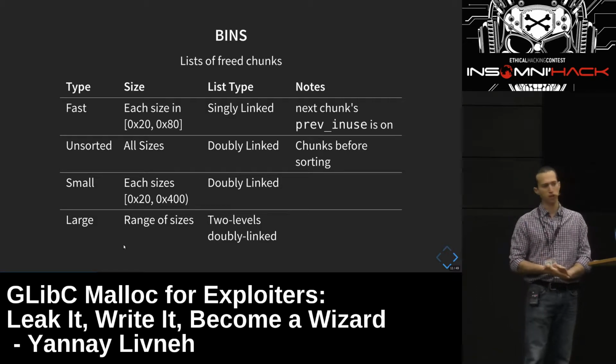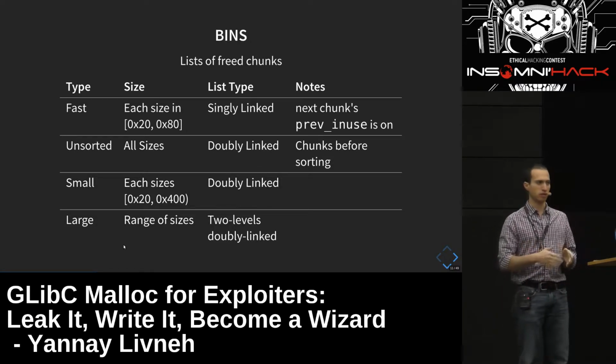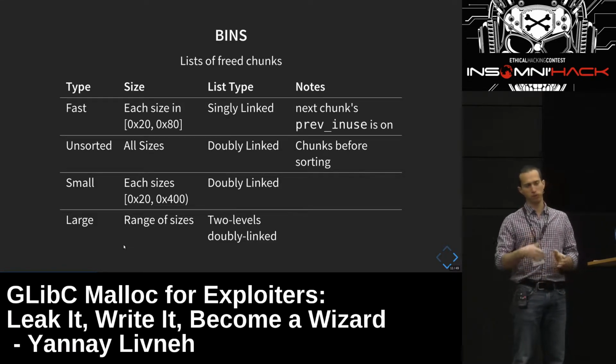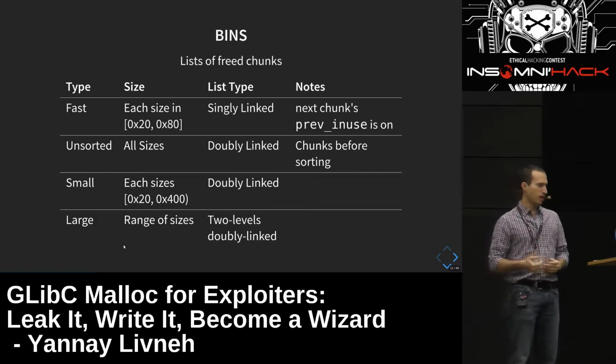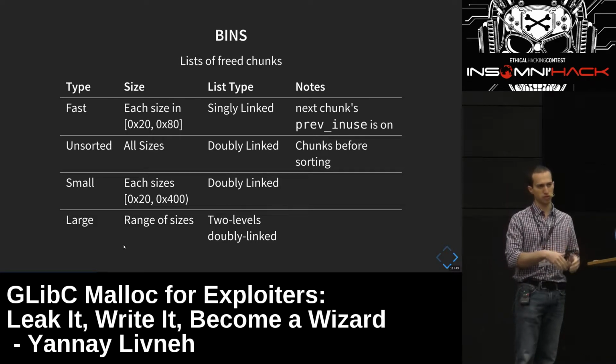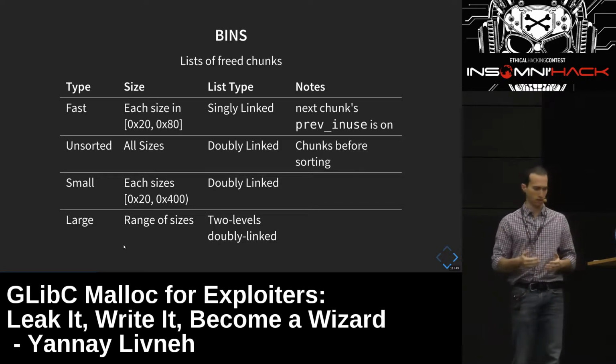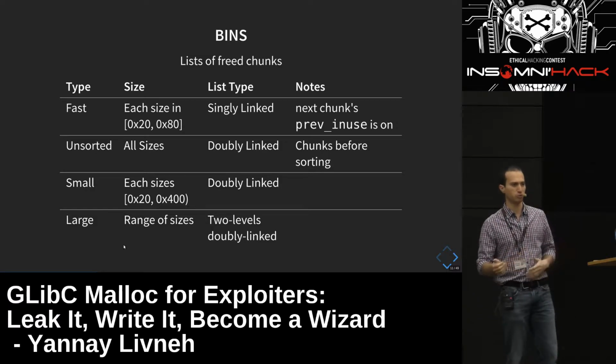Then we have the small and large bins. Small bins are also for each size between 20 and 400 hexa. There is a different bin for each, so we have a small bin of 20, small bin of 30, and so forth. Yes, there is some overlap. Sometimes chunks of small sizes would be in the fast bins, and sometimes they will be in the small bins. It depends on the algorithm and how you move chunks around between bins.